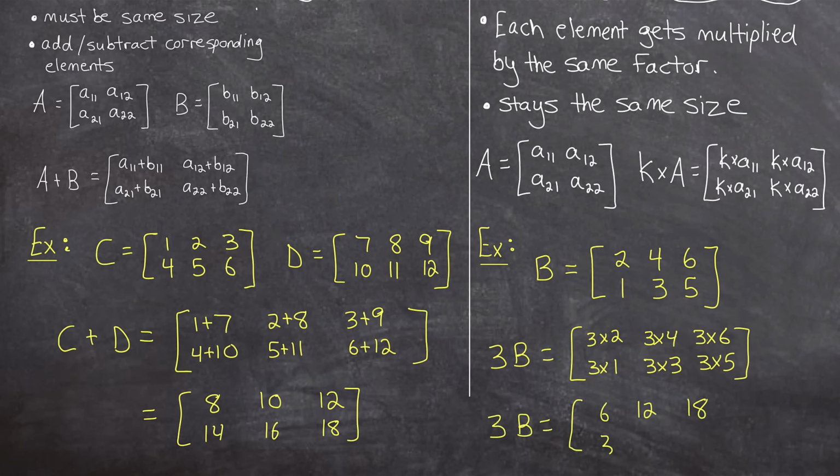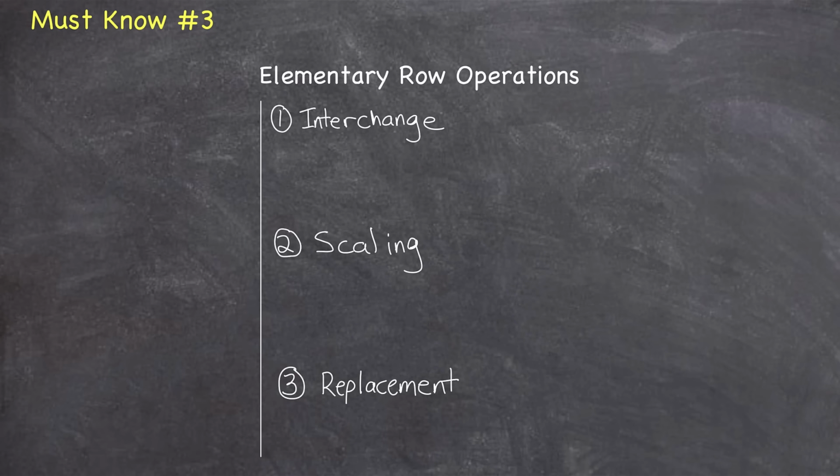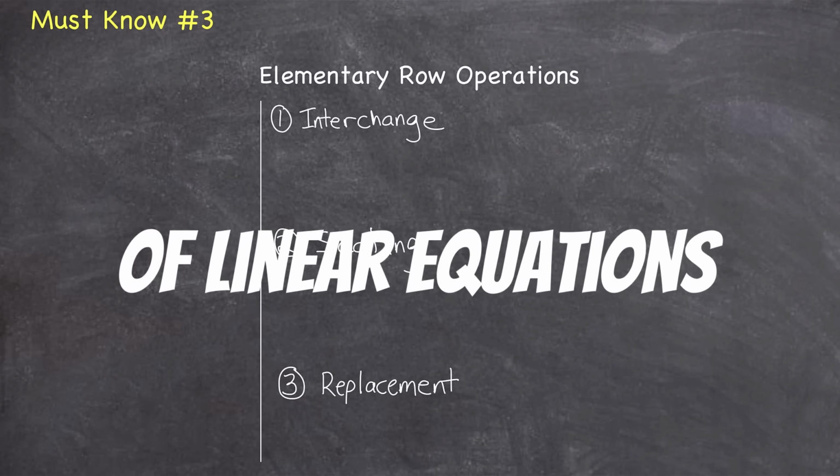Must know number 3, elementary row operations. There are 3 operations I'm going to show you in this section: interchange, scaling, and replacement. But before I show you those operations, it's time we talked about one of the main applications of matrices, and that's representing systems of linear equations.